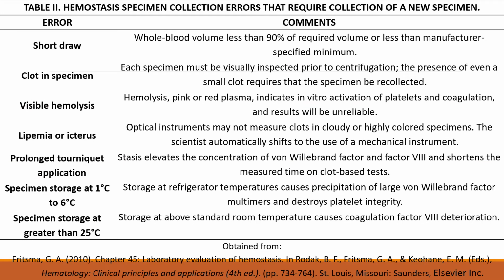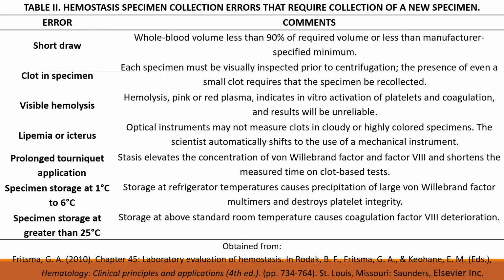Here are some specimen collection errors that would require repeat collection of the specimen. First, we have short draw. Whole blood volume is less than 90% of the required volume or less than the manufacturer specified minimum. Always remember that when collecting a sample using the light blue top tube, we have to maintain the 9:1 ratio of blood to anticoagulant. So if it is a short draw, the 9:1 ratio is not correctly followed, and you have to recollect your sample.